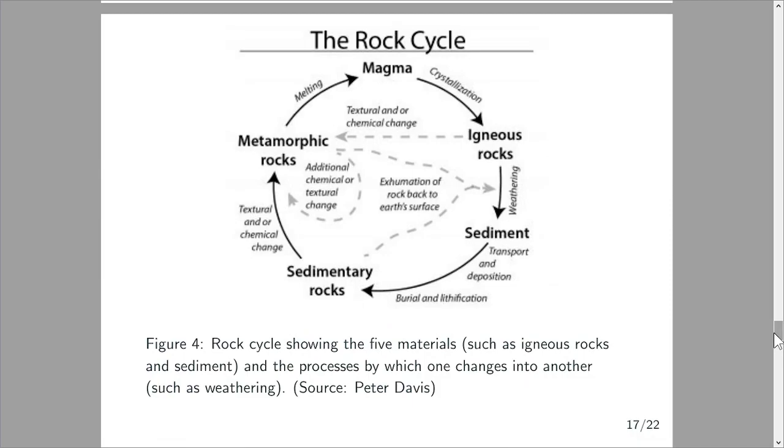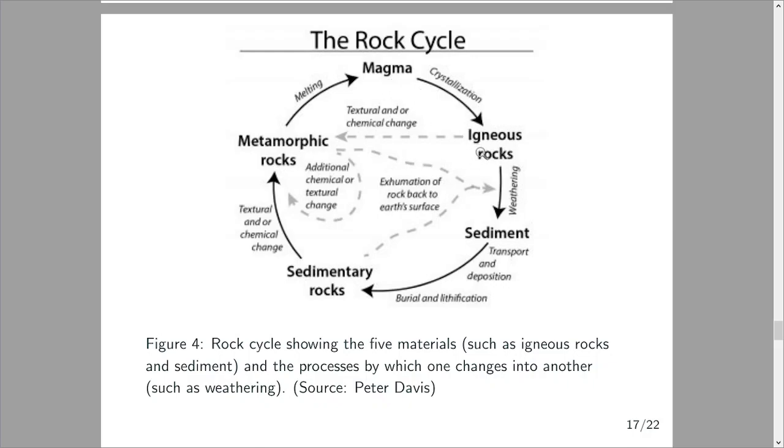So you could take a geology class and spend a whole semester studying rocks, and for me at least it would be really interesting. But we're just going to talk about three basic types of rocks: sedimentary rocks, metamorphic rocks, and igneous rocks.